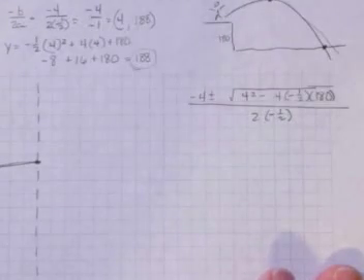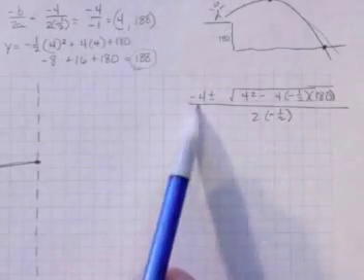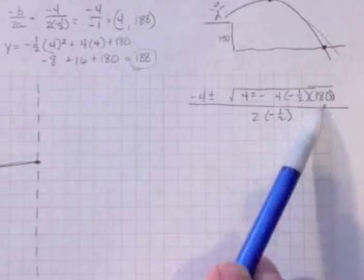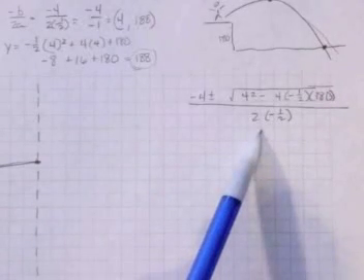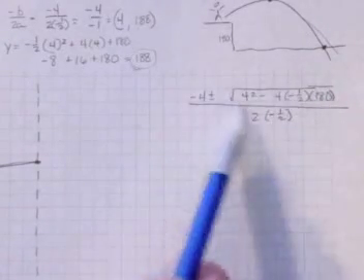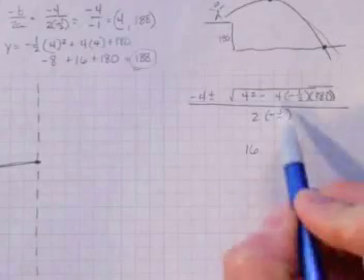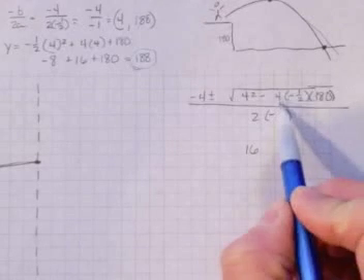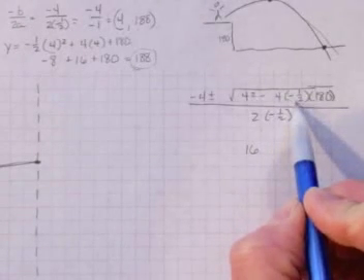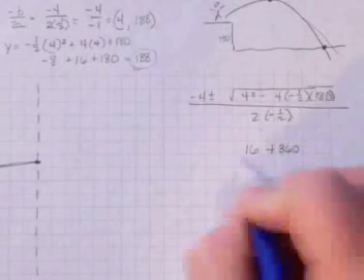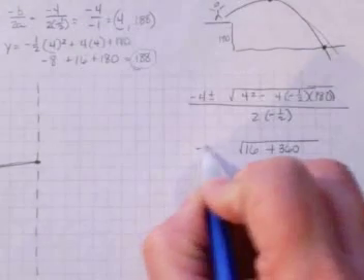Let me get that underneath the camera for you. So negative b plus or minus the square root of b squared minus 4ac all over 2a. Now I've got to simplify the discriminant. So 4 squared is 16. And 4 times 1/2, and it's a negative 1/2, so that would be negative 2 times 180. So that gives me 360 right there.